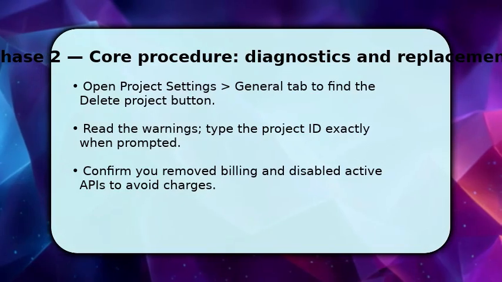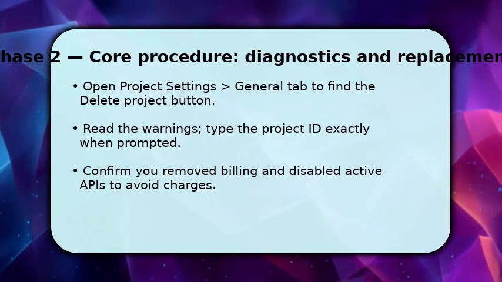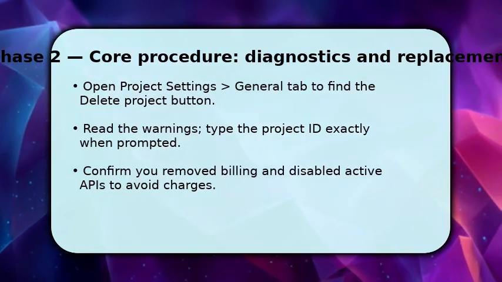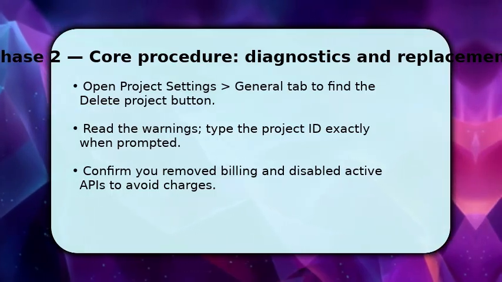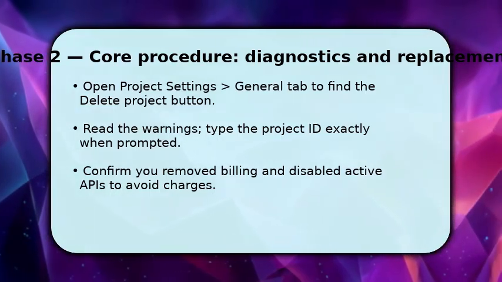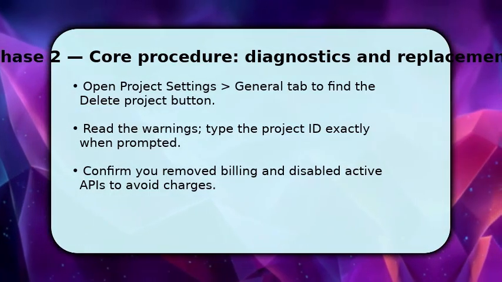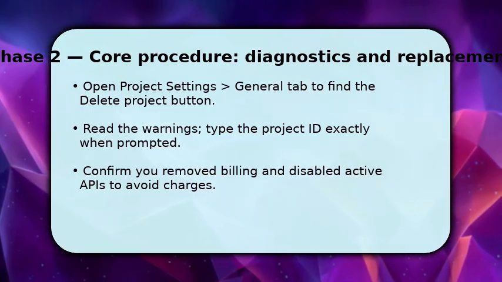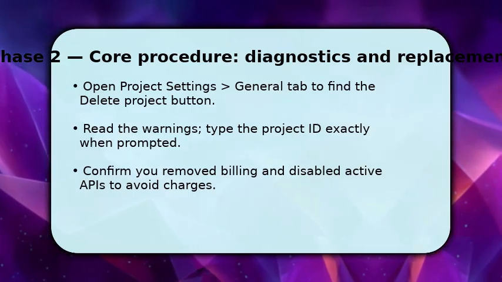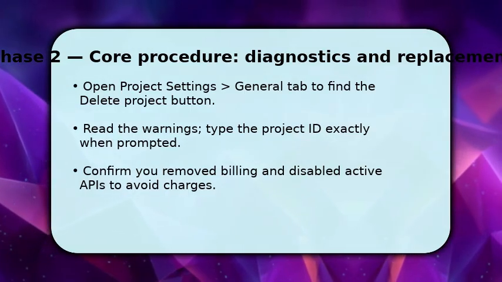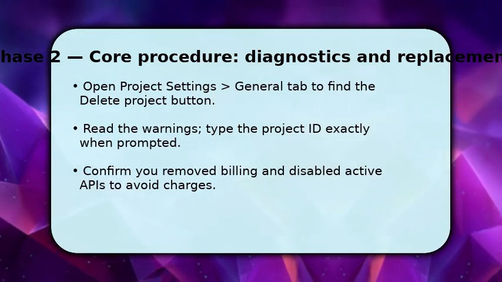You now initiate the deletion flow. In Project Settings under the General tab, click Delete Project. Carefully read the warnings so you understand what's removed and why it's permanent. When prompted, type the exact project ID, case sensitive, to confirm that you intend to delete this specific project. Make sure you removed billing and shut down any active services to prevent lingering charges.